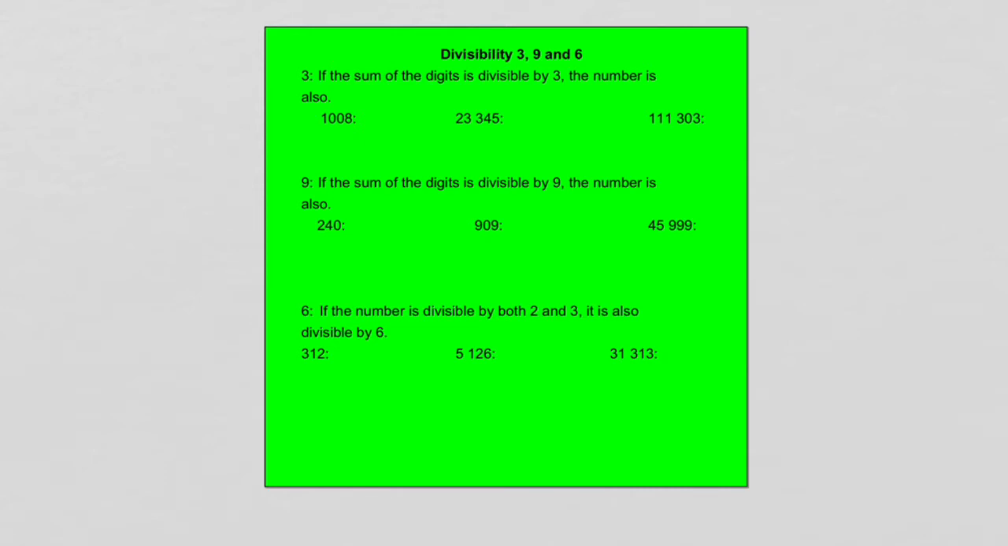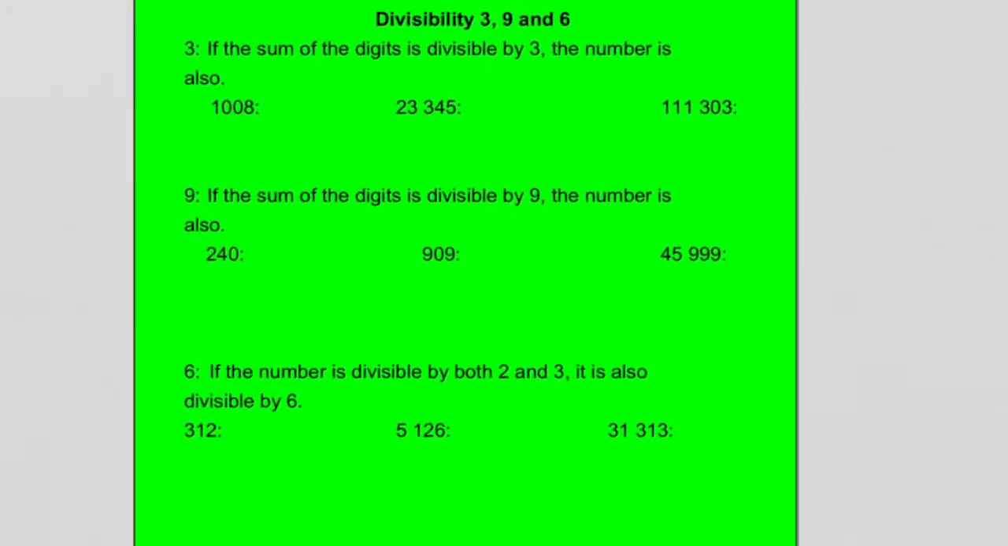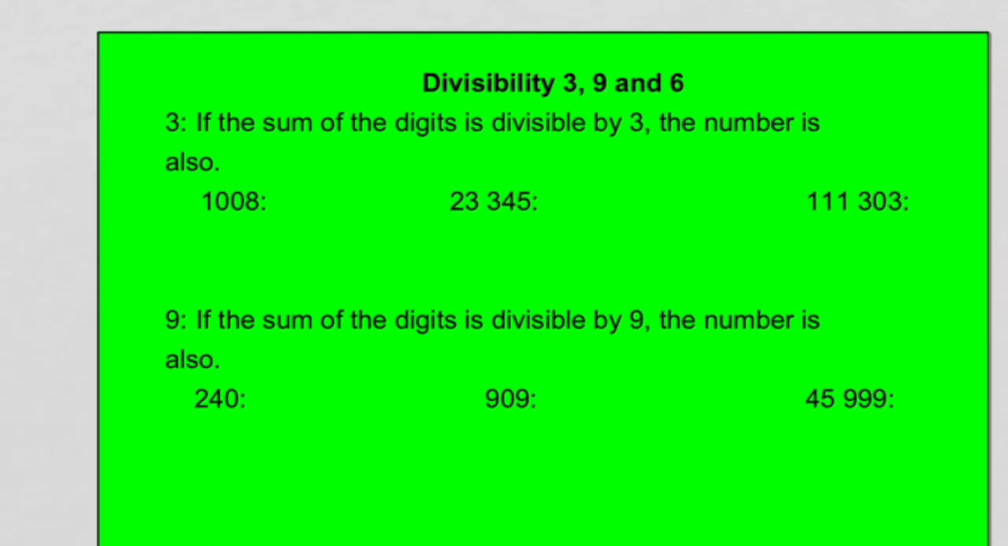I'm going to do one last video on divisibility. Now we're going to look at a group of rules for divisibility for 3, 9, and 6, and those rules are all related as well. So let's take a look at the rule for 3. A number is divisible by 3 if the sum of the digits, which means when you add up the digits, if that sum is divisible by 3, then the whole number is divisible by 3.